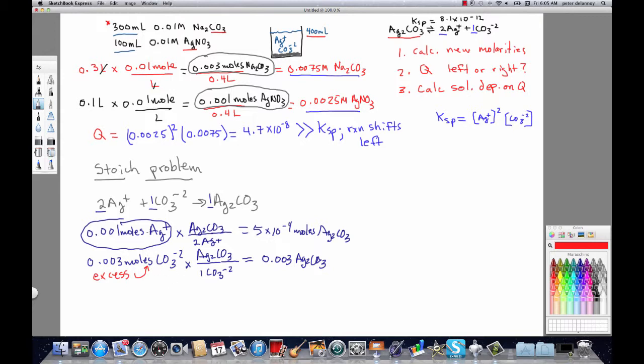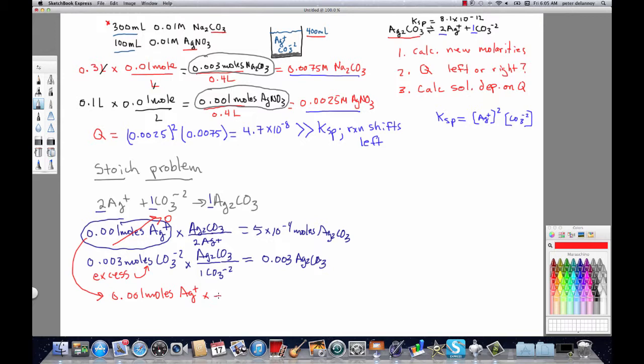So what we need to figure out now, and this guy here is going to go to 0, is how much carbonate is going to be remaining. And to do that, we use the limiting reactant. So I'm going to pull it down. We're going to have 0.001 moles of silver. And the question I want to ask is how much of the carbonate is going to react with this.